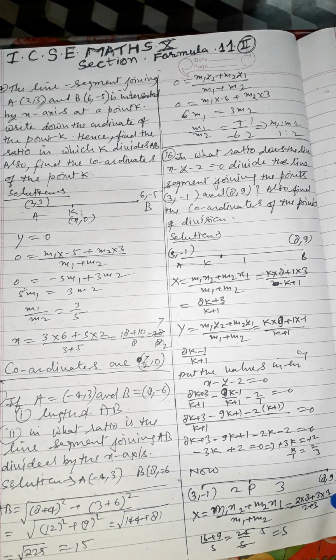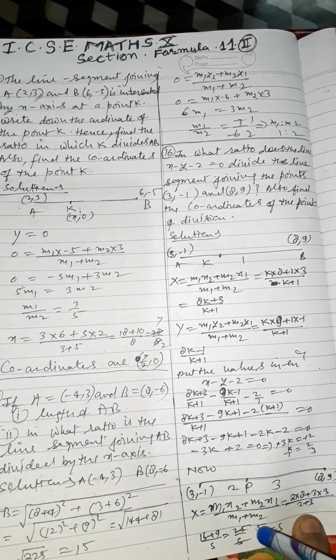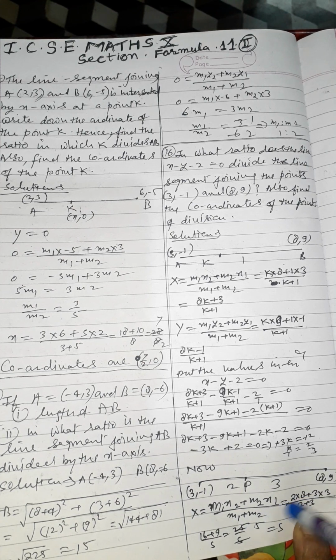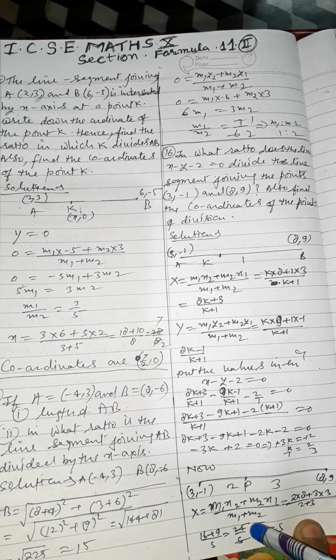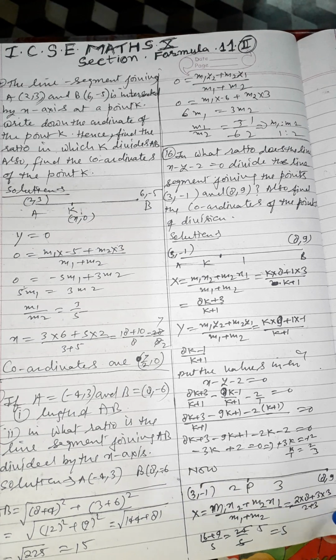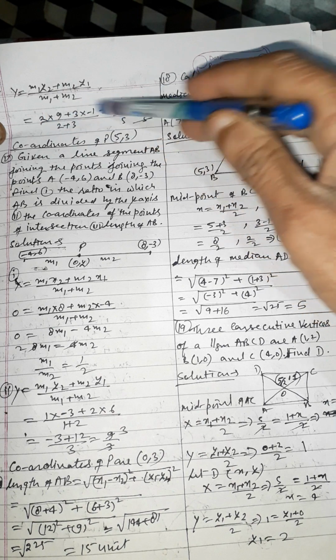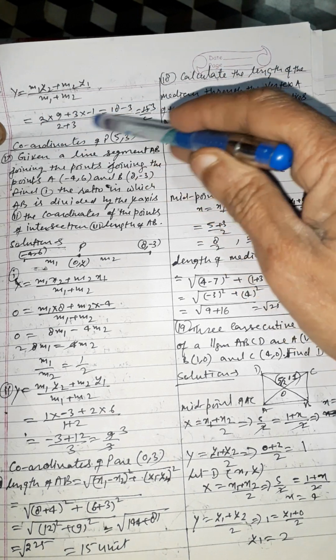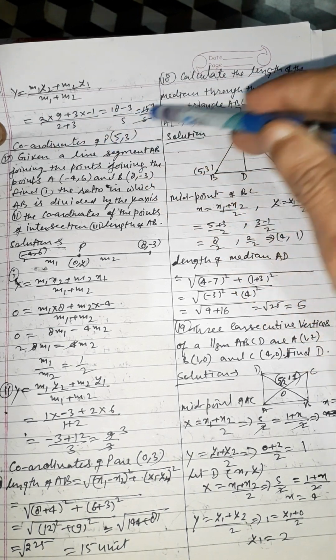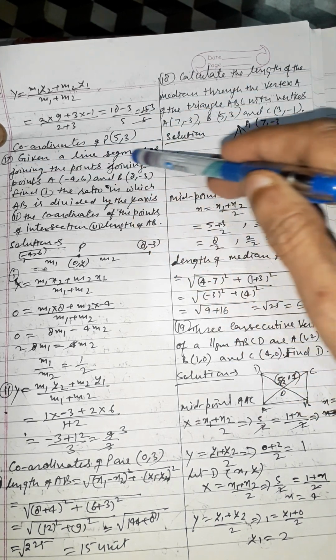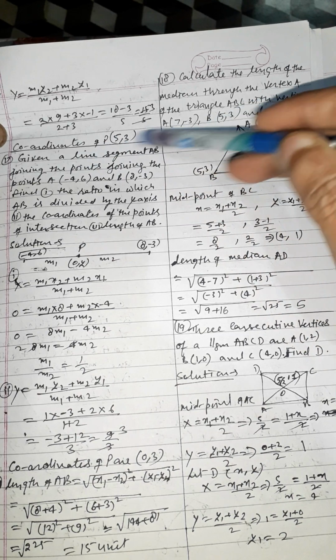Then the x coordinate is m1 x2 plus m2 x1 upon m1 plus m2, 2 into 8 plus 3 into 3 upon 2 plus 3, it is 16 plus 9 upon 5, it is 25 upon 5, it is 5. Taking the y coordinate, m1 y2 plus m2 y1 upon m1 plus m2, 2 into 9 plus 3 into minus 1 upon 2 plus 3, 18 minus 3 upon 5, it is 15 upon 5, it is 3. Then the coordinates of P are 5 and 3.